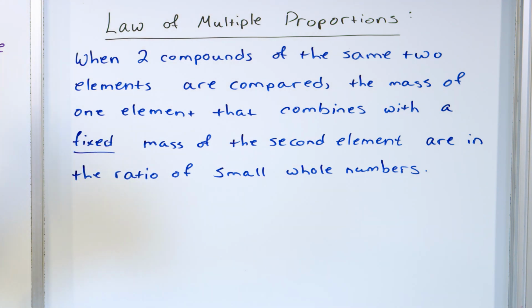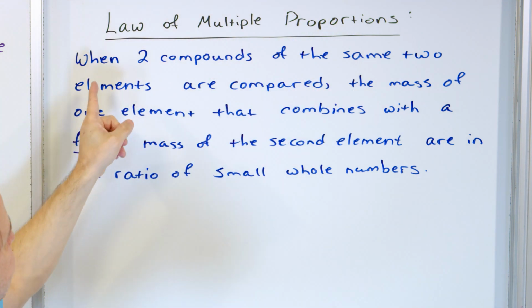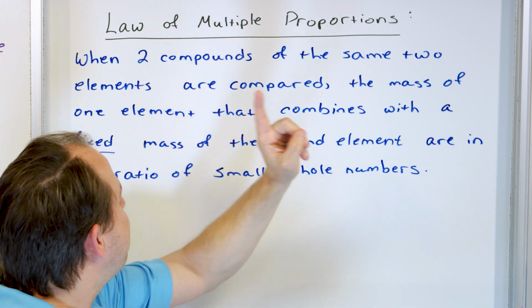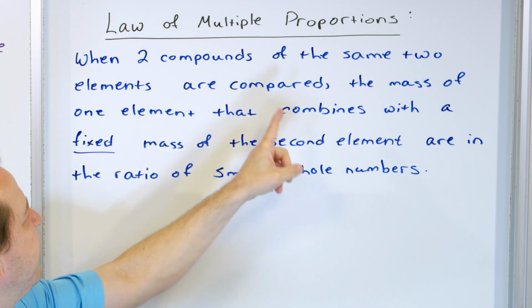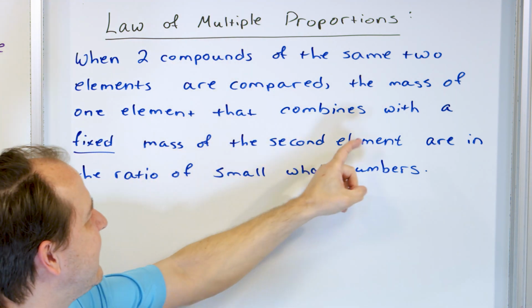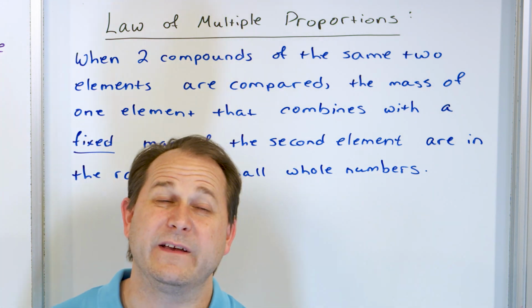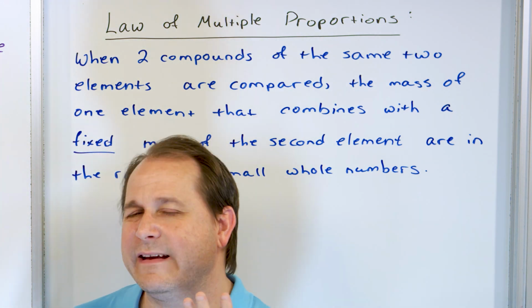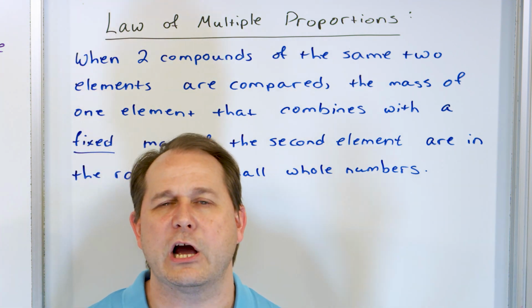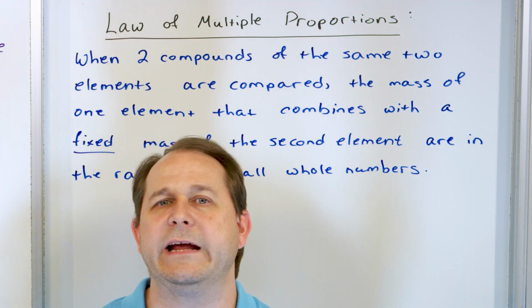So, when 2 compounds of the same 2 different elements are compared, the mass of one element that combines with a fixed mass of the second element are in the ratio of small whole numbers. Basically, what this boils down to is it's essentially telling you that these compounds are always going to combine in ratios.